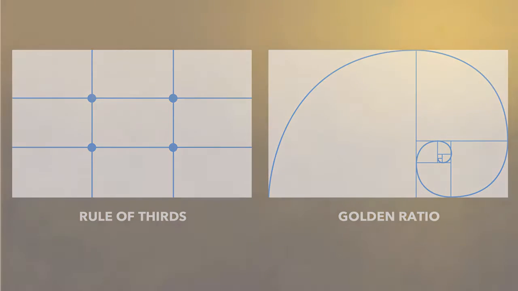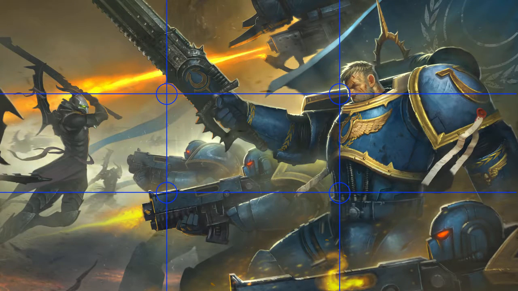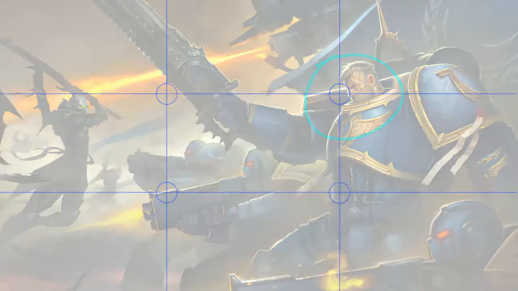ratio. With the rule of thirds, we divide our canvas into three equal sections, both vertically and horizontally, like this. Now think of the points where these lines intersect as little bullseyes. Try to put your main focal point, whatever it may be, on or very near one of these points, and it will give your image a pleasing composition. Pretty simple, right? The next guide that we'll look at is the golden ratio.